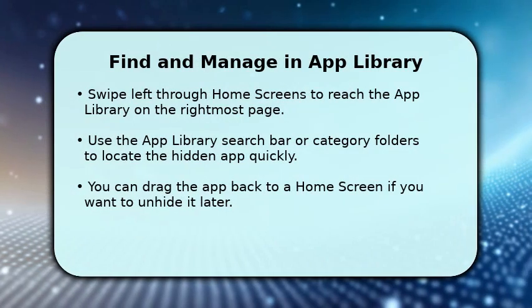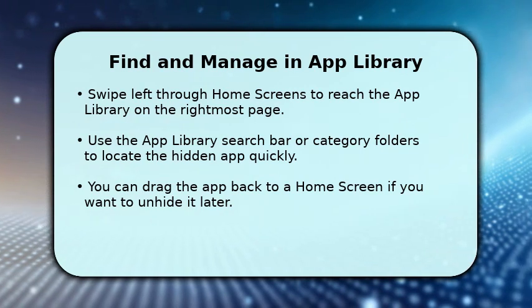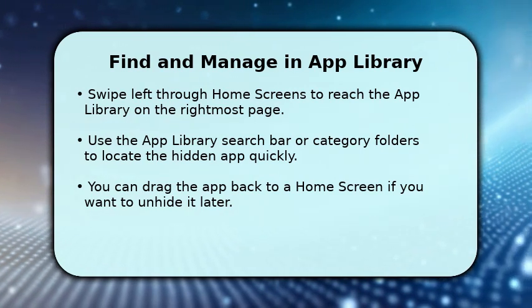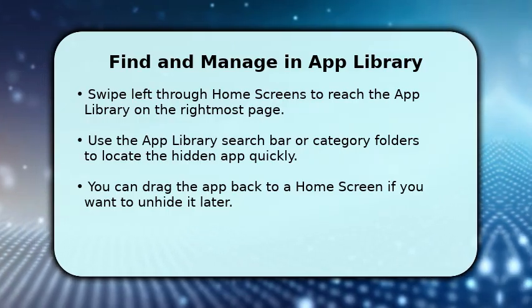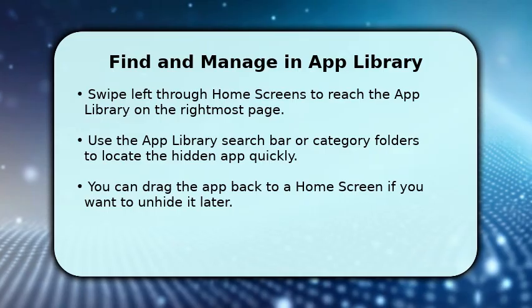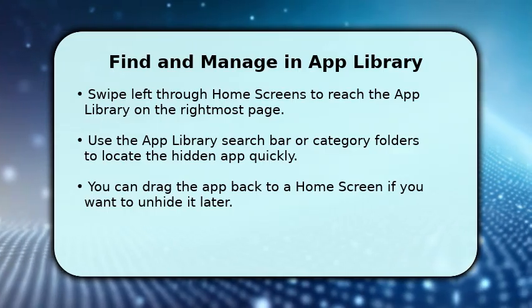To locate the hidden app, swipe left through home screens until you reach the app library. Use the search bar at the top to type the app name for fast access. Alternatively, browse the automatic category folders to find the app visually.